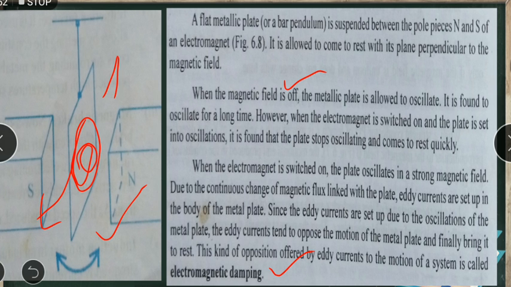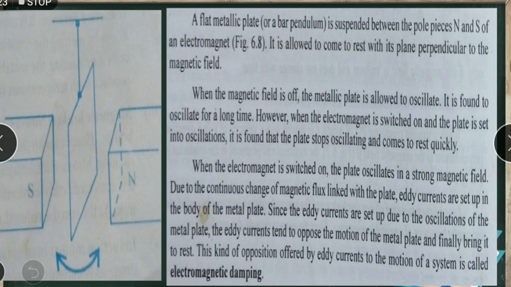So when a metal plate is placed in the magnetic field of the electromagnet, the plate oscillates, with a continuous change in the magnetic flux. When it oscillates, eddy current is produced on the surface of the plate. The eddy current opposes the motion of the plate, and finally brings it to rest. This phenomenon is called electromagnetic damping.